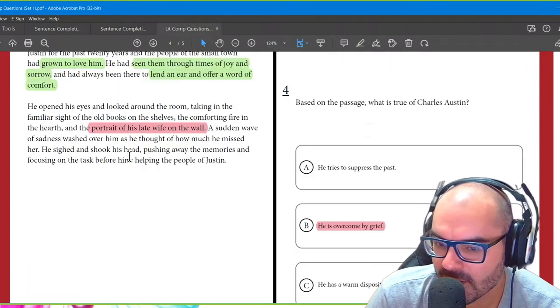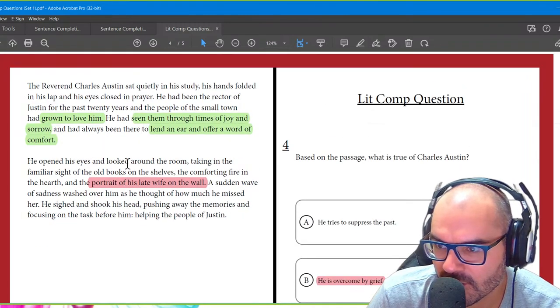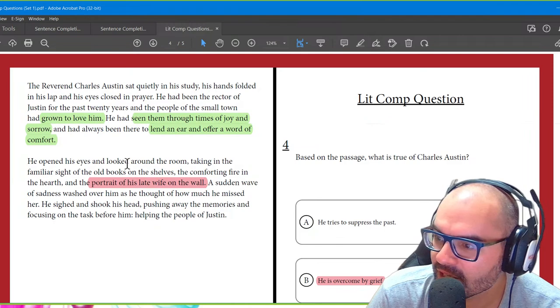All right, I think I've got my answer now that I've highlighted some stuff just to illustrate what I'm looking at. Any ideas here?